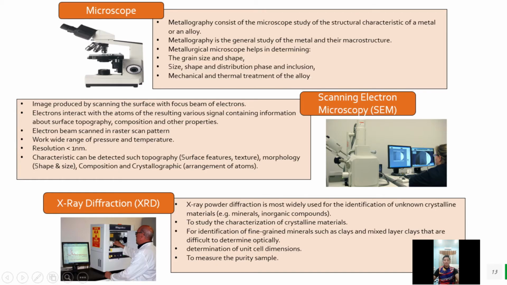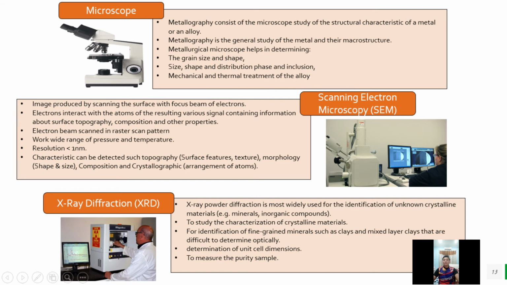Okay, this is the equipment used for this study and research. First is the microscope. Metallography consists of the microscope study of the structural characteristics of a metal or an alloy. Metallography is the general study of metals and their microstructure. The metallurgical microscope helps in determining the grain size and shape, distribution, phase and inclusion. And lastly, the mechanical and thermal treatment of the alloy.